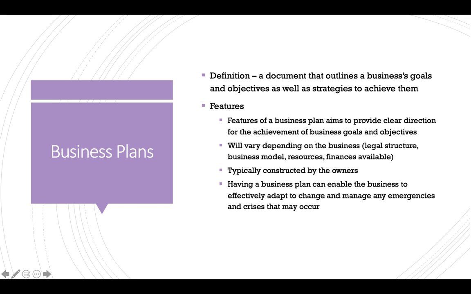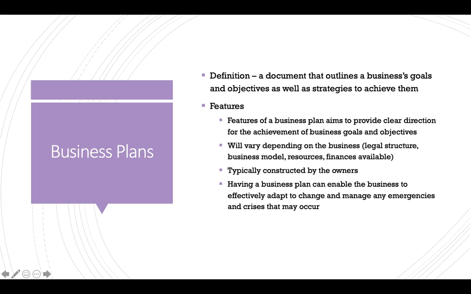A business plan is a document that outlines a business's goals and objectives as well as strategies to achieve them. Okay, so again, if we look all the way back to outcome one, you'll remember that we did very briefly look at what a business's goal might be. So predominantly, a goal is going to be to make money. Okay, so how is a business going to do that? That will be incorporated into a business plan.